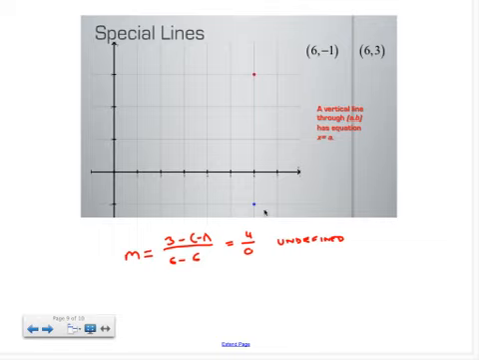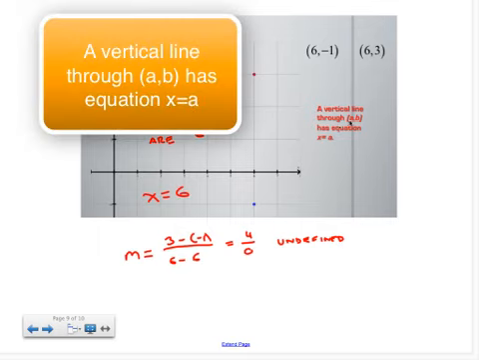So what do we do? Well, we notice that (6, -1) and (6, 3) are on this line, and so is (6, 0), and so is (6, 1), and so is (6, 2). So every x value is 6. Doesn't matter what the y value is. And so the most logical way to write the equation of this line is just to call it x equals 6. Okay, special line. So a vertical line through (a, b) has equation x equals a.